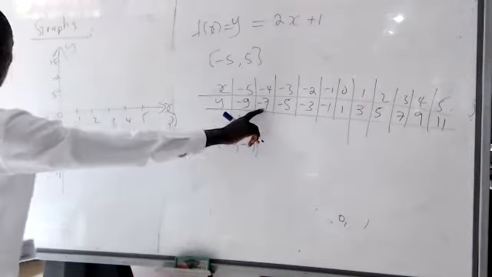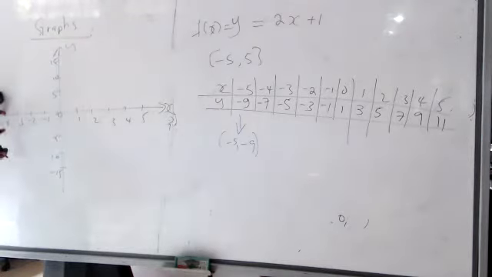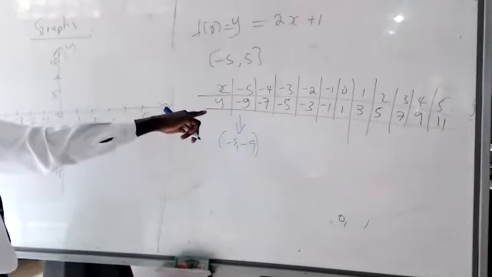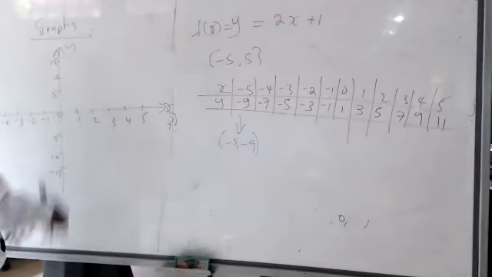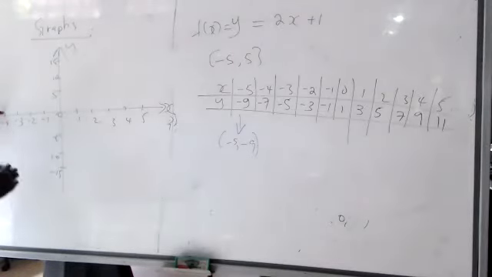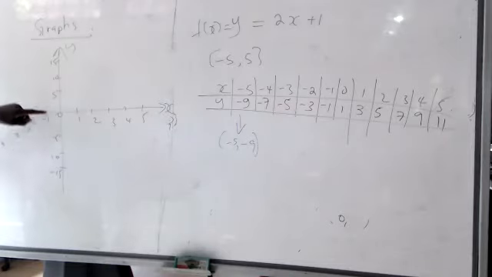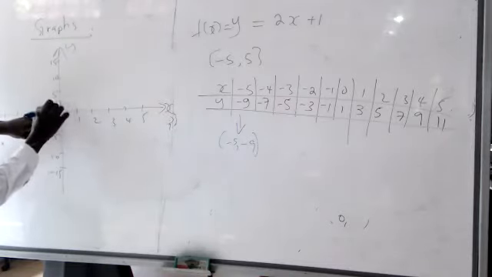At -4, we plot -7. So remember, I'm starting with the first coordinate. It is the first coordinate that is on the horizontal axis. The second coordinate is on the vertical axis. So -4, -7 is somewhere there. -3, -5, that's exactly here. -2 gives me -3 somewhere there. -1 gives me -1 itself. Well, 0 gives me 1 somewhere there.